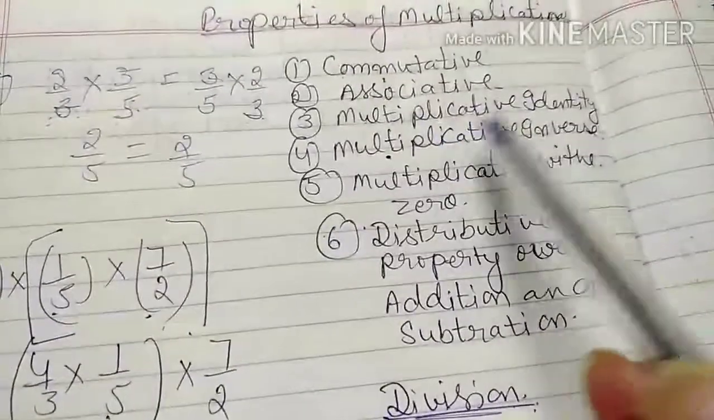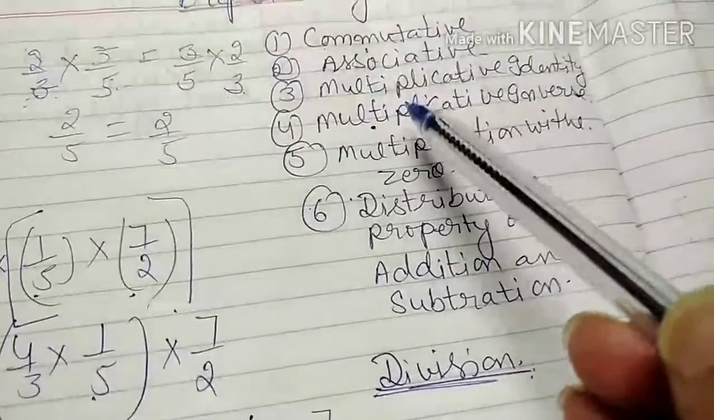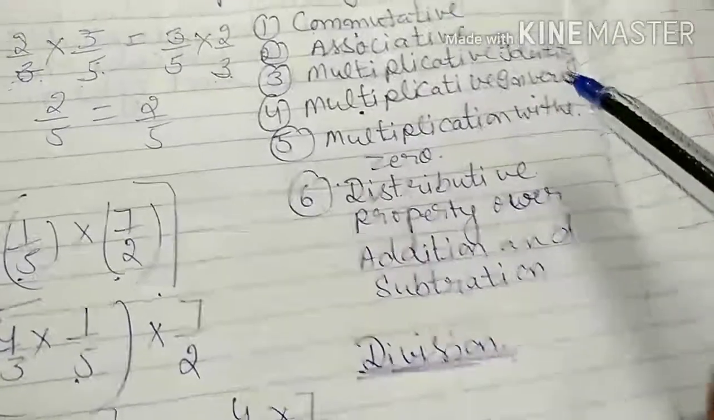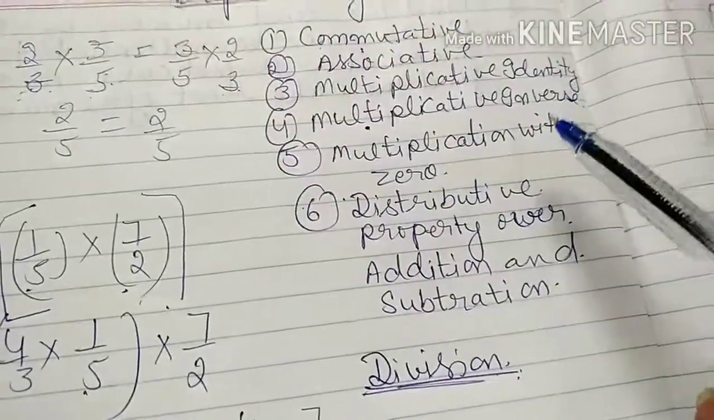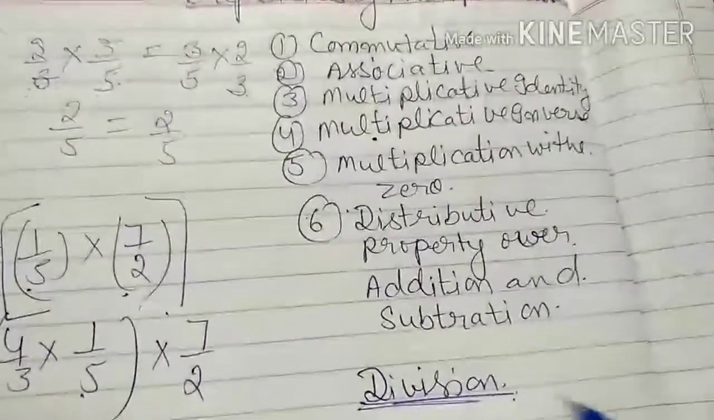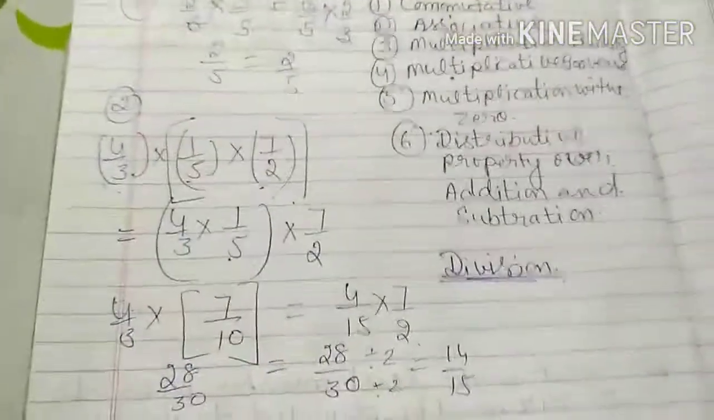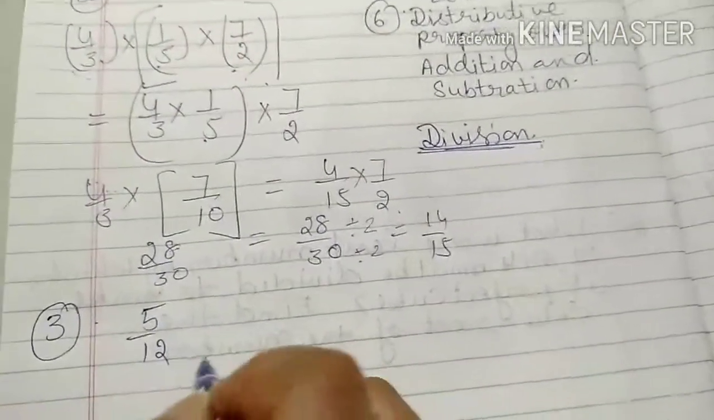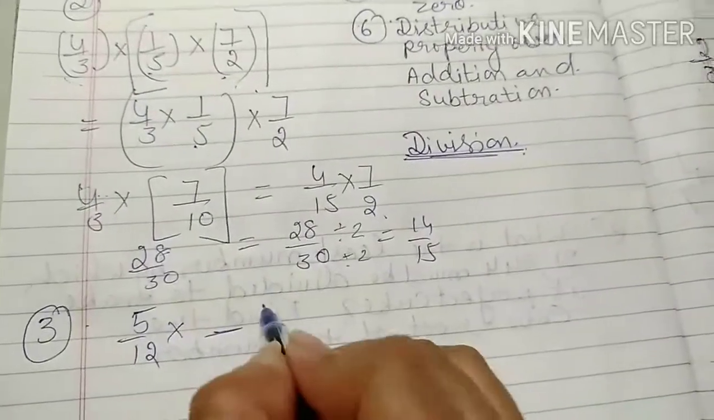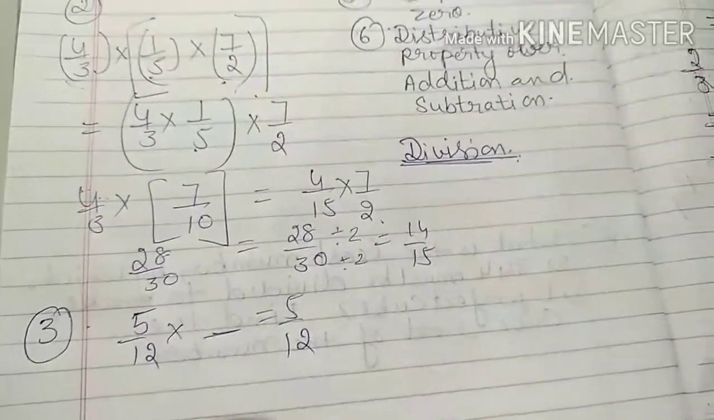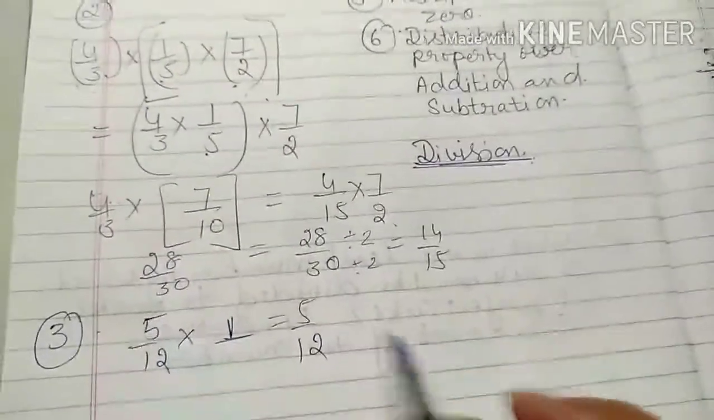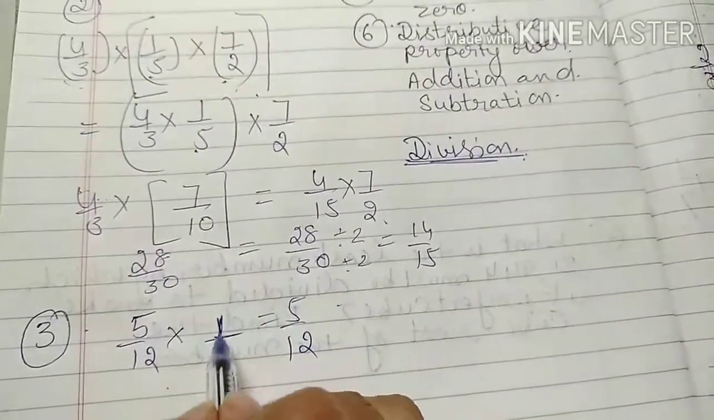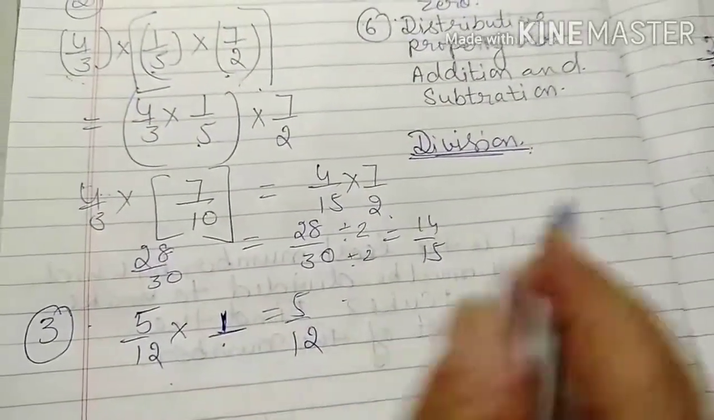Next one is multiplicative identity. Now the question is, what is multiplicative identity? Multiplicative identity is that when we multiply any fraction with a number, that gives me the same answer. Like here, my third property: suppose I have 5 by 12. Which number do I have to multiply here to get the same answer? Obviously that is 1. It means when you multiply any fraction with 1, you get the same answer. This one we call multiplicative identity.